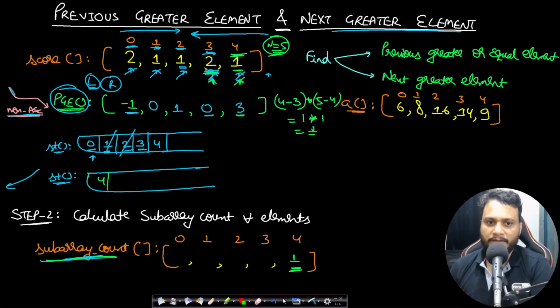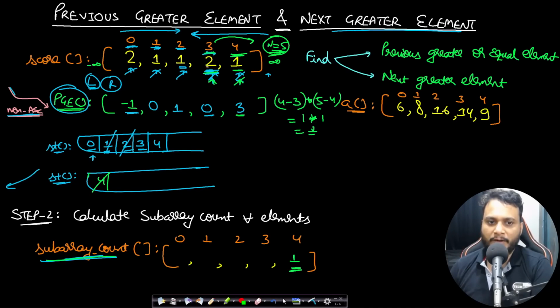Now at this point you check the top of the stack. Is it greater than the current item? No. So you pop it off. Okay, and then the stack is empty. That means on the right hand side the next greater element will be out of bound, which is 5, because I will be assuming it is infinity on the right and minus infinity on the left side.